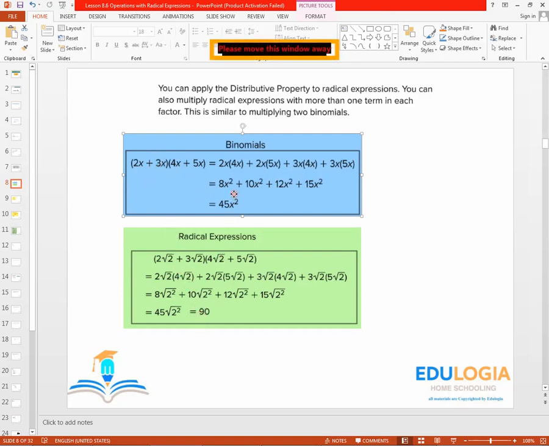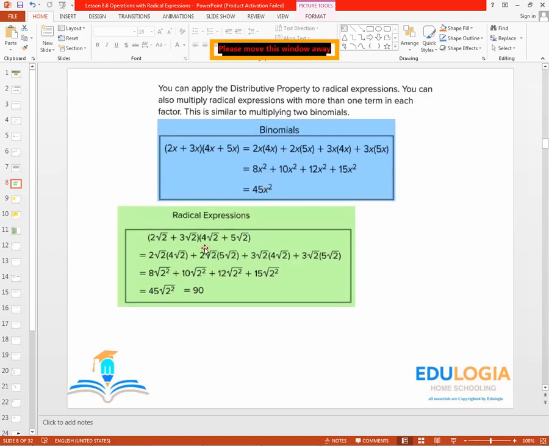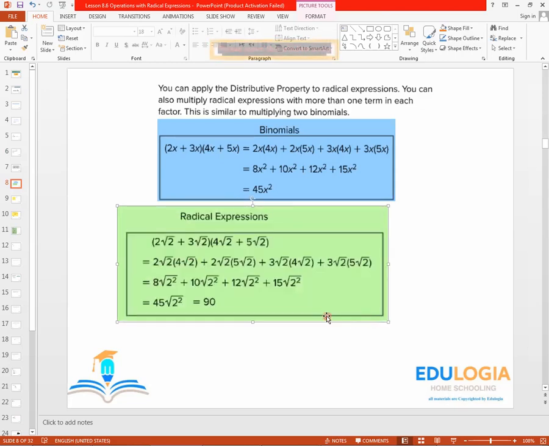Here we have a problem about it. It's 2 root 2 plus 3 root 2, times 4 root 2 plus 5 root 2. I'd like to perform multiplication between the two quantities, in the two brackets.